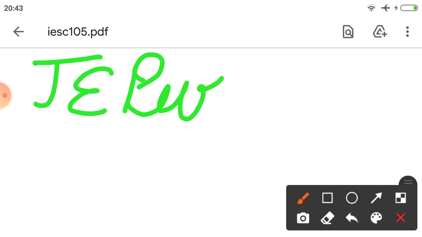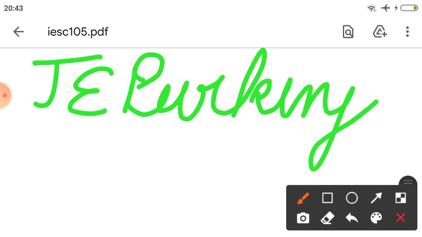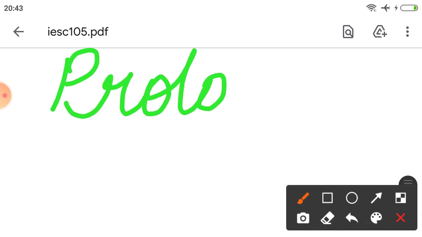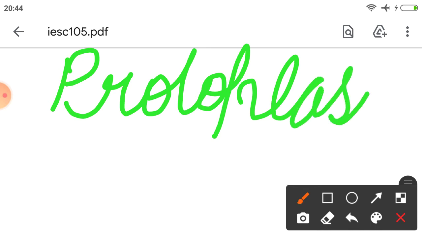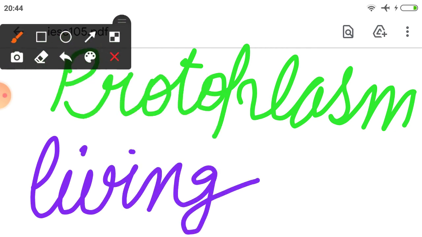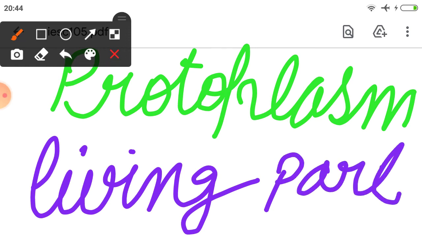After Robert Brown, the next scientist was J.E. Purkinje in 1839. He termed the protoplasm. I hope you know about it. Protoplasm is the living part of the cell.